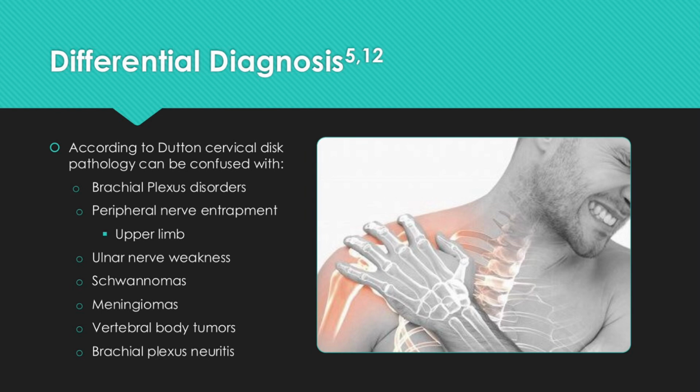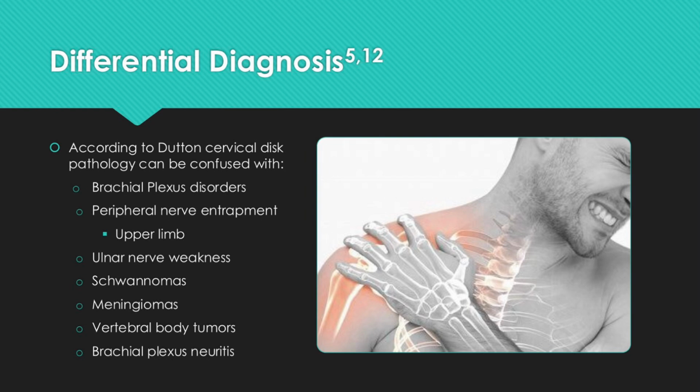You can have schwannomas, which are tumors of the Schwann cells. You can also have meningiomas, where you'll have tumors within the meninges. Tumors can also be within the vertebral bodies. You can also have brachial plexus neuritis.